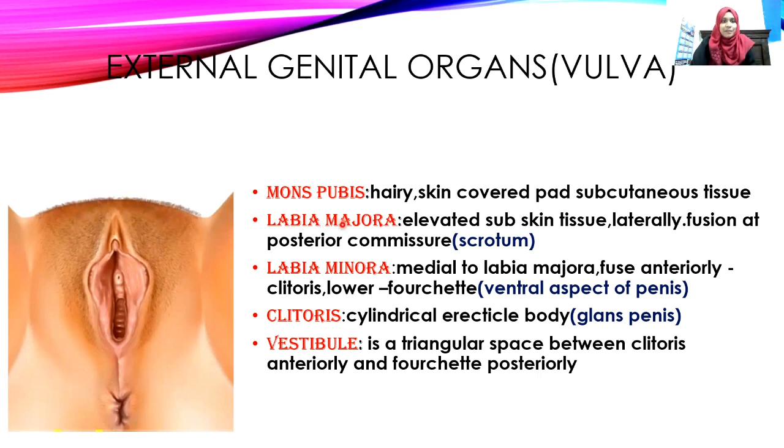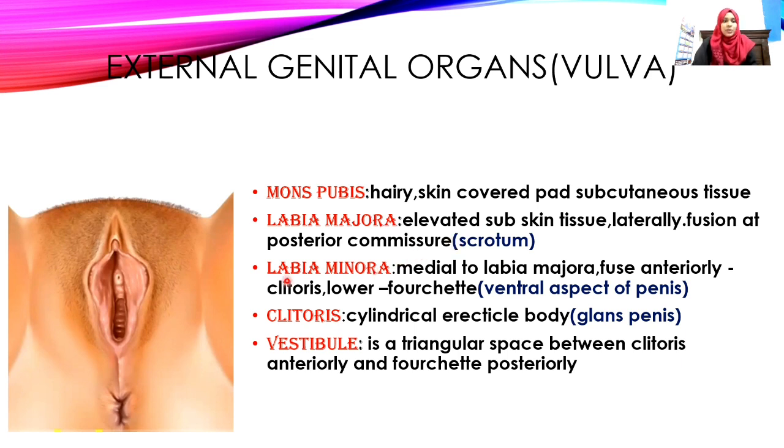Next, we will see the labia majora. The labia majora is the elevated subcutaneous skin tissue that is seen laterally, and it is fusing posteriorly at a fissure called the posterior commissure. The homologous structure that resembles the labia majora in male is the scrotum.